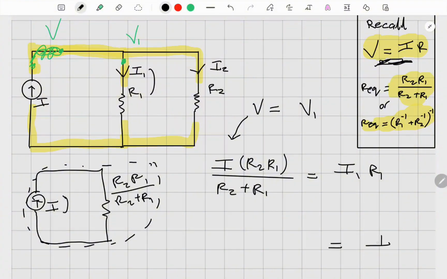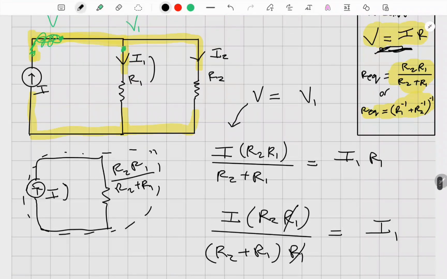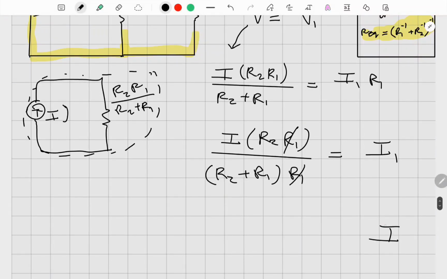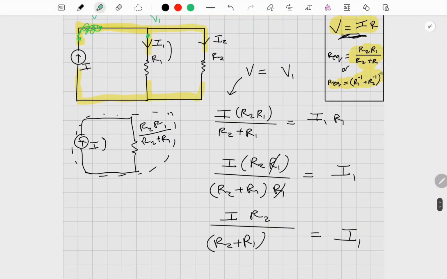So now we have I1 is equal to I times R2 times R1 divided by R2 plus R1 multiplied by R1, and our R1 cancels, and we're left with I1 equals I, sorry, there's also R2 on the top, multiplied by R2 divided by R2 plus R1, and that is our current divider equation. It's a pretty simple equation.